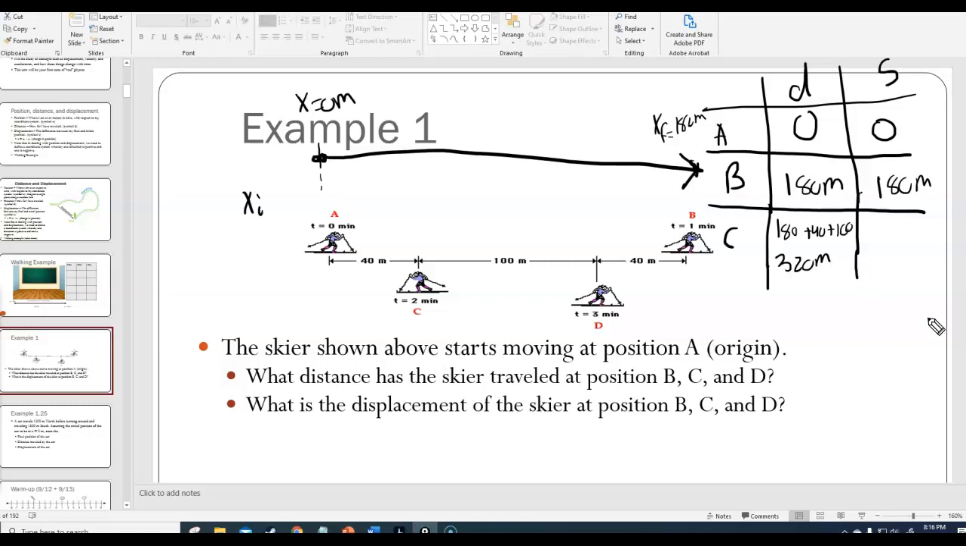Remember, distance is how far the object travels. Now, what about displacement? Again, you can always go back to the definition of displacement. Here's the new final position, the skier at position C. The initial position is over here at 0 meters. The final position, if you imagine this as a number line, is at 40 meters. In other words, they are 40 meters from where they started in the positive direction. So the displacement here would be 40 meters.